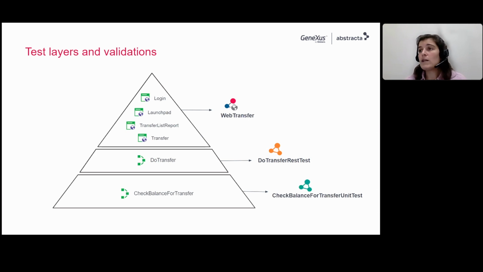Another step that I was mentioning was to identify the layers and the validations for each case. So in this case, the do transfer function is logically developed through a check balance for transfer procedure that approves or rejects a transfer when this transfer is created from the interface. So you want to automate the test for this procedure, creating a unit test that is going to be called check balance for transfer unit test, which is the bottom layer in your pyramid.